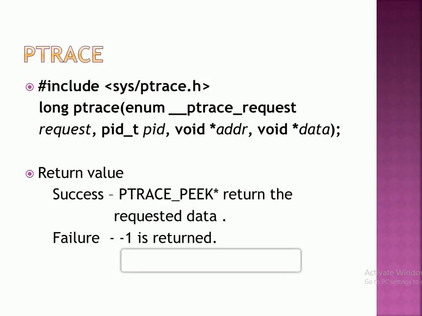The next one is ptrace. Ptrace is a system call that provides a means by which one process may observe and control the execution of another process and examine and change the traced process's memory and registers. On success, ptrace returns the requested data.